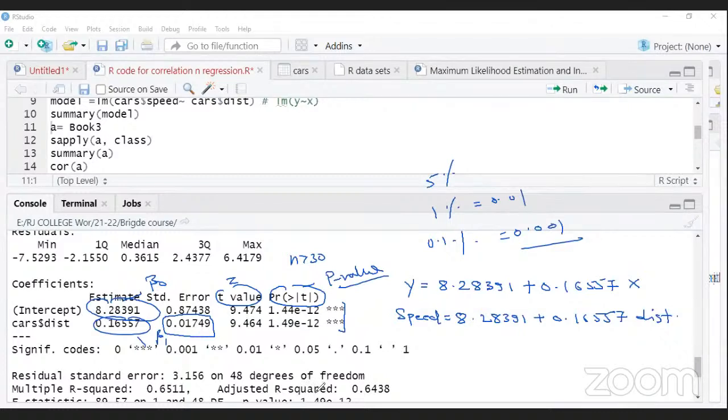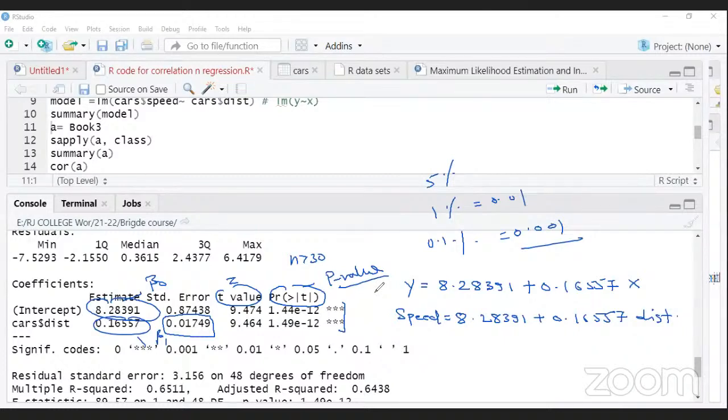Think about it a little bit. If I'm saying it is true at 10%, then obviously it will be true at 5%, right? But if it is true at 1%, will it be true at 5%? Not necessarily. Understand, this is sometimes a very important and very logical question.